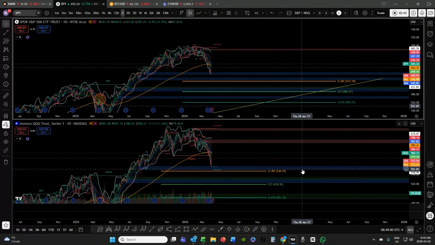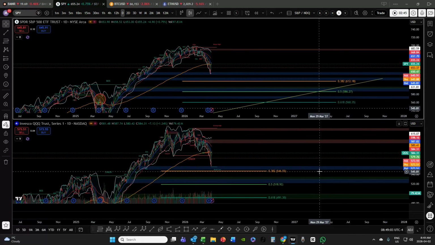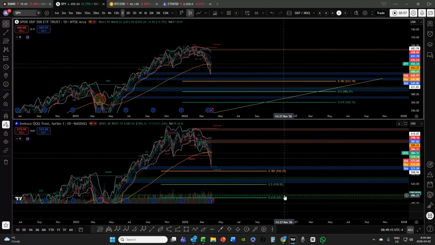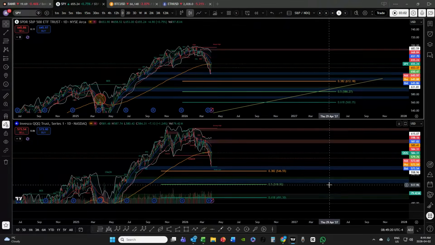And if you go to the Nasdaq, it's the same thing. They're almost identical charts the way they're playing out, which makes sense. So I would say the first target's going to go to 546, which is the 0.382 Fibonacci level. And then the 0.5 is 518.92, and that's on the Nasdaq.